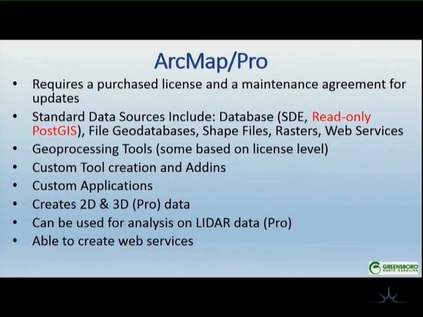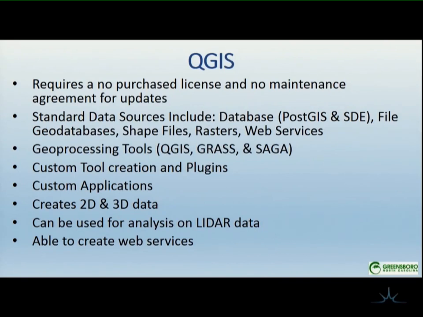Yeah. Now, for QGIS, requires no purchase license and no maintenance agreement for updates. Now, if I'm right, what month of the year did you always go for the stable? Is it September or October? It's February. That's right, February. Every February they go to the new stable level. But there are versions that are basically considered beta, like the new 3.6.